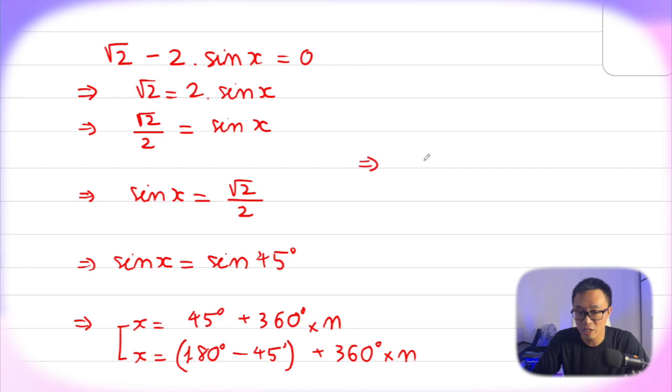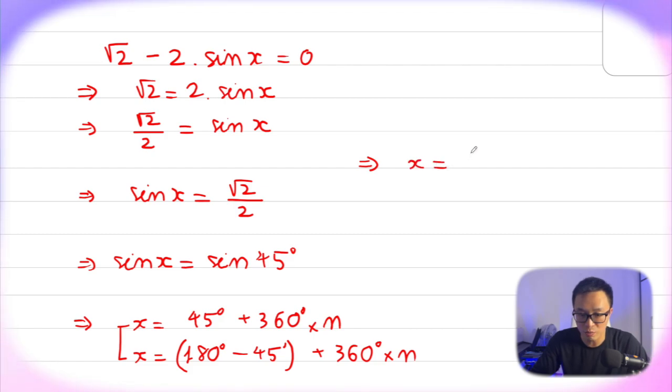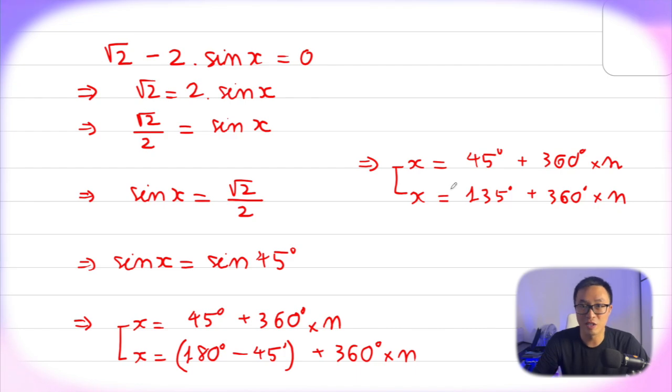Now we have the families of solutions, and there are two families. The first family of solutions is 45 plus 360 degrees multiplied by n. The second one is 135 degrees plus 360 degrees multiplied by n, like this. Let's move to the second example.